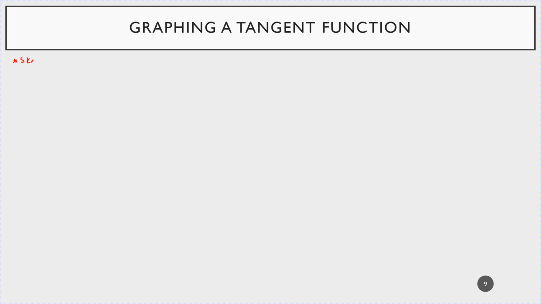All right, so let's sketch two cycles or two periods of this graph: y is equal to 2 times tangent of x/4. The most important thing to do here, and you're going to notice I'm not going to do it as I had done previously, like when we were doing sine and cosine, where I set up a table of values. I'm not going to do that. Here's what you're going to do. First thing you're going to do is find two consecutive asymptotes.